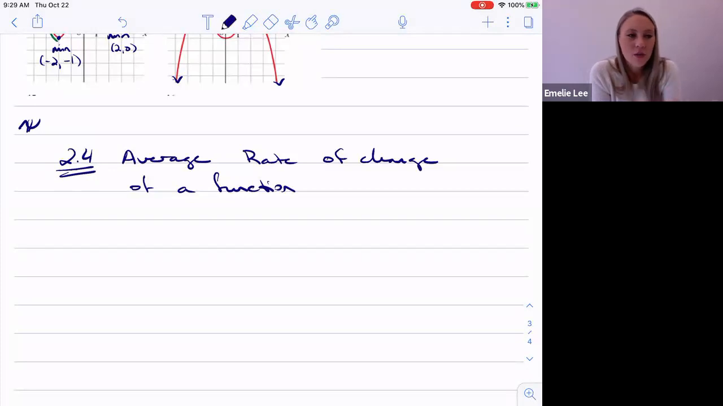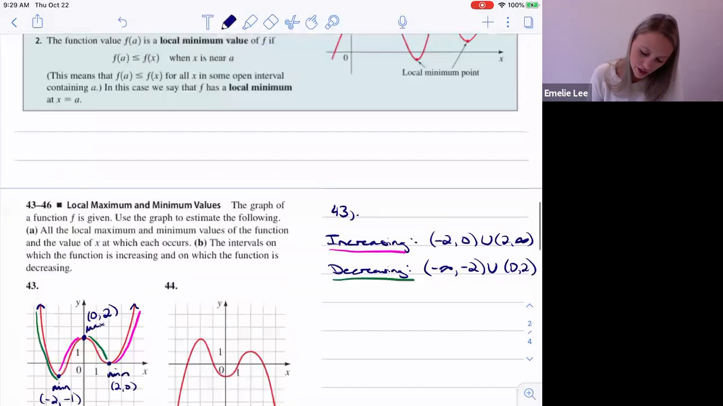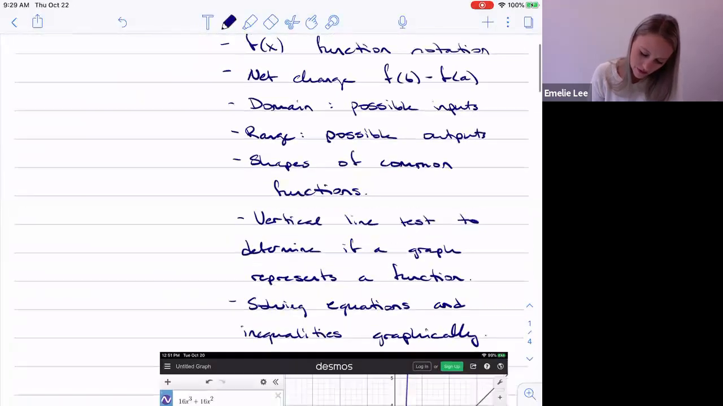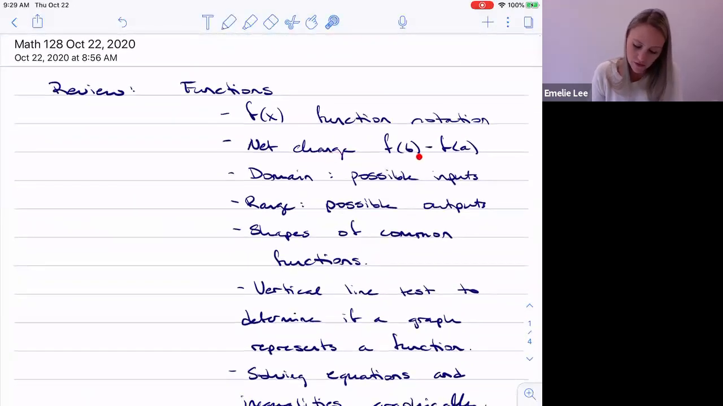So we talked about the net change, right? That was in our review here. The net change of a function is f of b minus f of a. The average rate of change is the net change over the change in x, right? So in this case, the change in x would be b minus a. So the average rate of change is not that crazy.